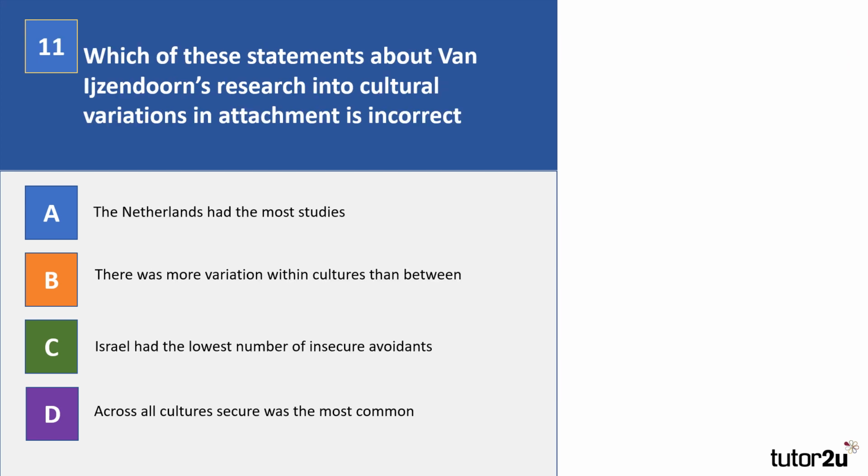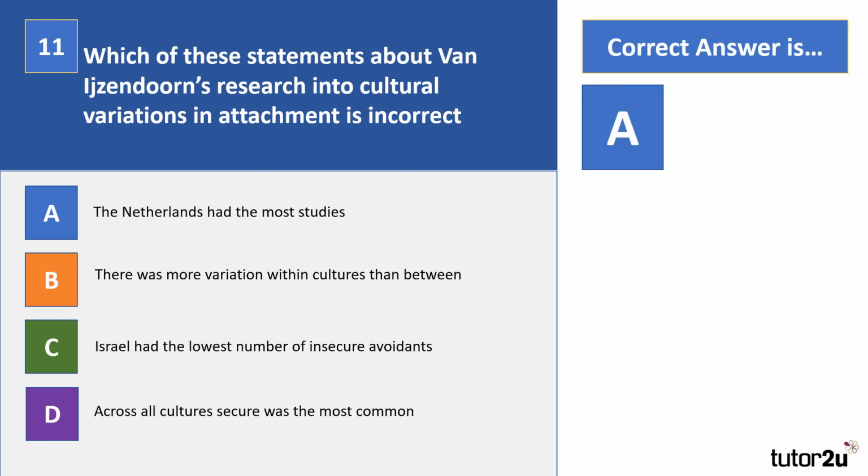Next one. All right, question 11. Which of the statements about Van ijzendoorn's research into cultural variations in attachment here are incorrect? So you're looking for the one that's not right. A, the Netherlands had the most studies. B, there was more variation within cultures than between. C, Israel had the lowest number of insecure avoidant. And D, across all cultures, secure was the most common. So pause the video.